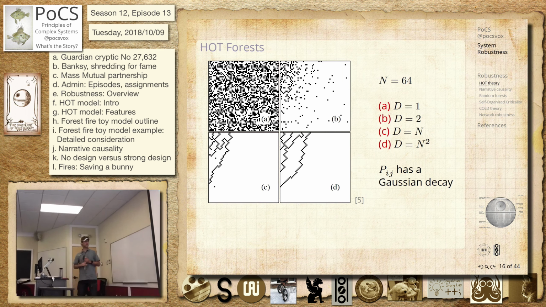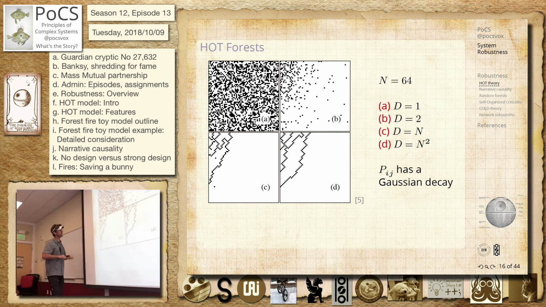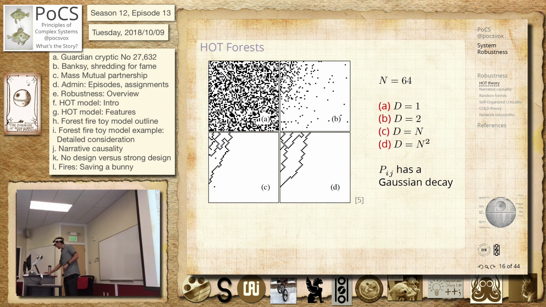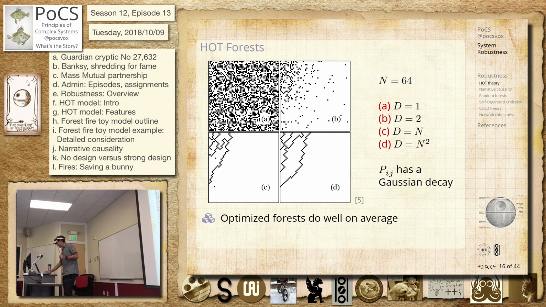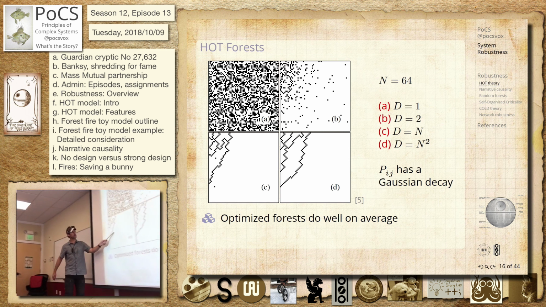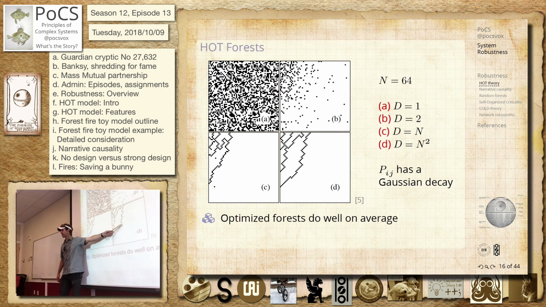We'll get to that, but there's a flip in there that connects this as well. Okay, so optimized forests, they do well on average, right? So they're optimized. And the thing is, this was much lighter weight than this one to create, right? This is a harder thing to do. N squared's a lot. This is a big deal.